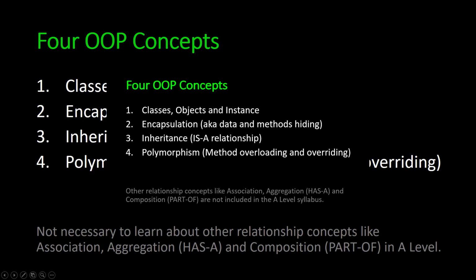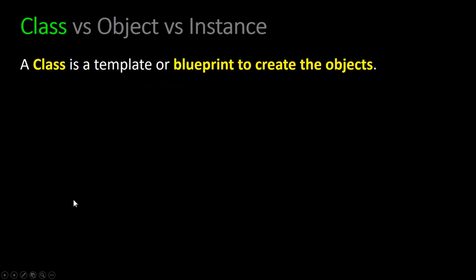The four OOP concepts are: 1. Classes, objects, and instances. 2. Encapsulation. This is where we hide the data. 3. Inheritance. 4. Polymorphism. Now, first let's talk about class, object, and instance.